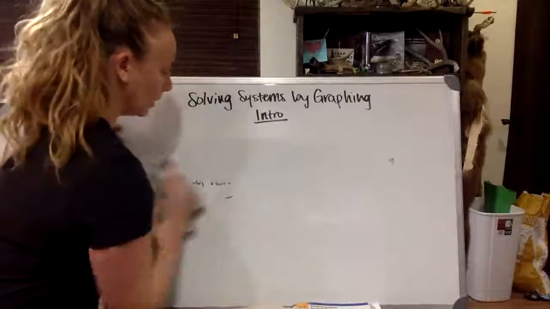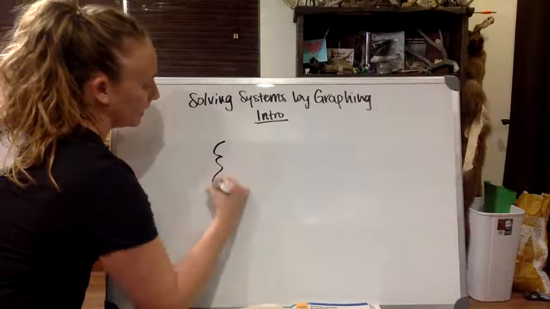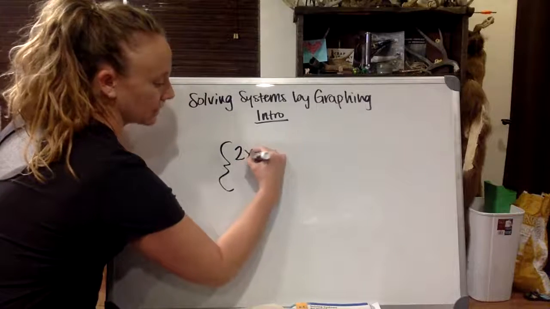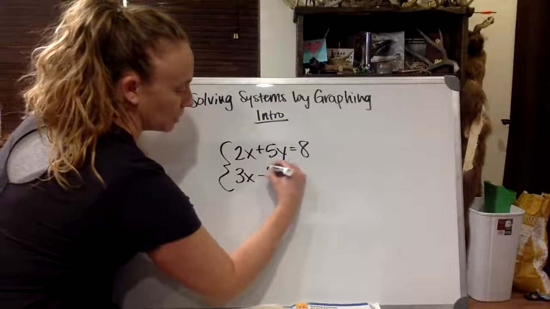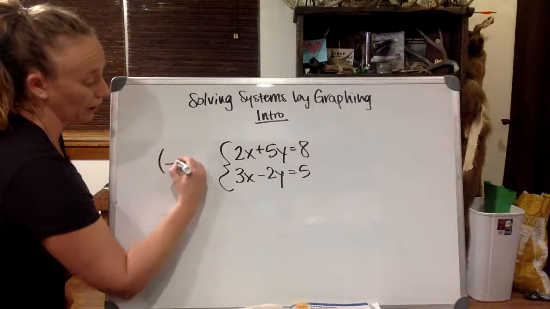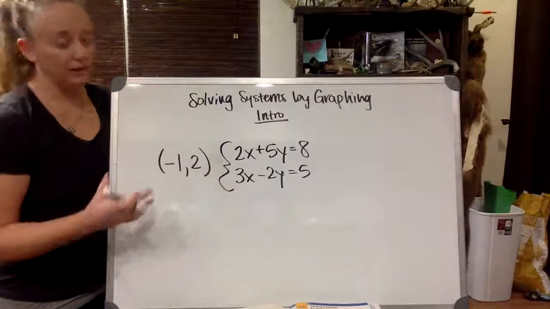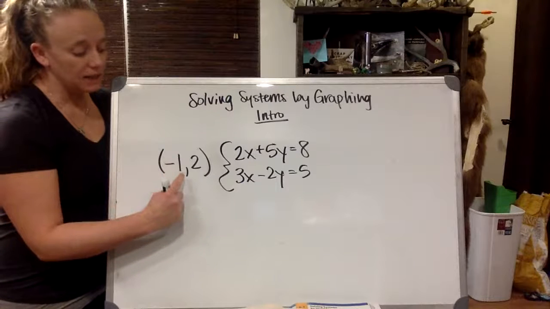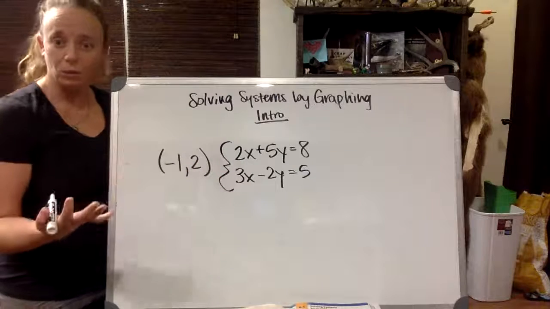So we're going to look at that exact system that I just wrote down. Of course, my bracket now is awful. We're going to look at this system: 2x plus 5y is equal to 8, and 3x minus 2y is equal to 5. And I want you to tell me, or we are going to work out together, is this point a solution to this system? So in other words, is this point the intersection point between these two lines, is what we're asking.